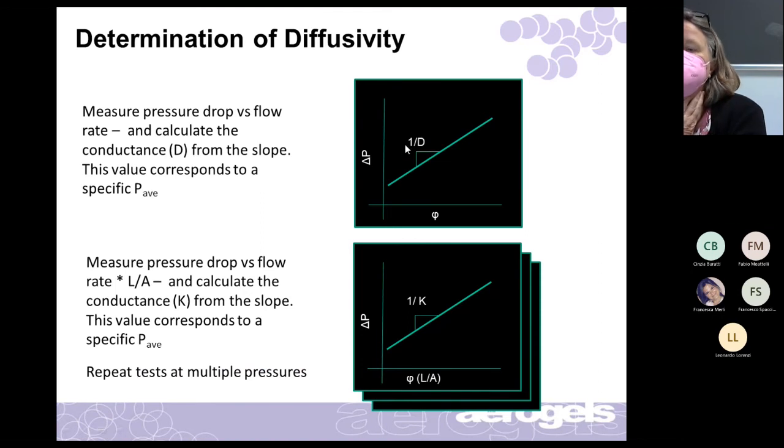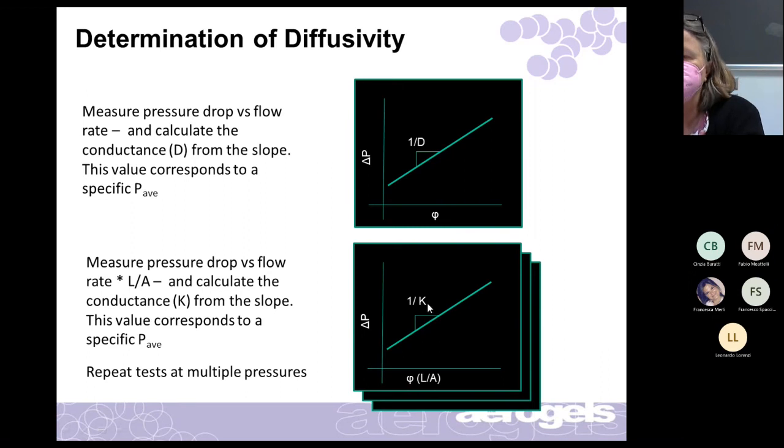And so you can measure the pressure drop versus flow rate and calculate the conductance from the slope, and it corresponds to a specific average pressure. So even though delta P is increasing, it's always staying around the same average. And you can do that for different average pressures. And then you can get conductance or gas permeability or diffusion coefficient, or you call it many things for different cases. So you repeat it at multiple pressures, and you can plot the results.